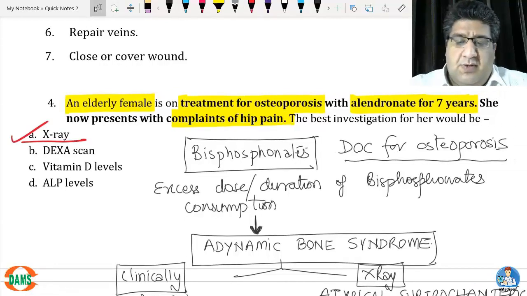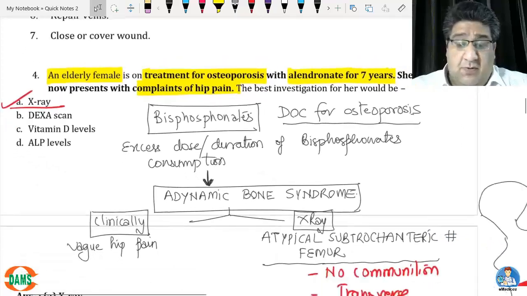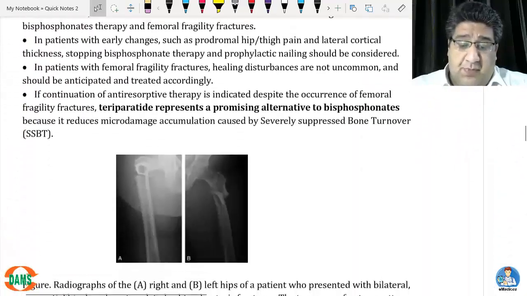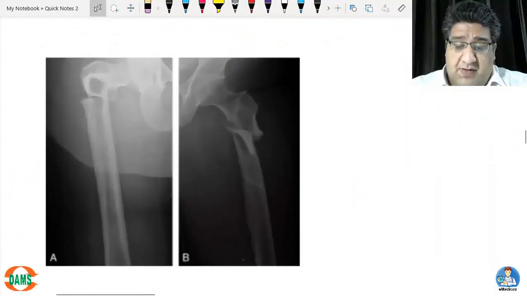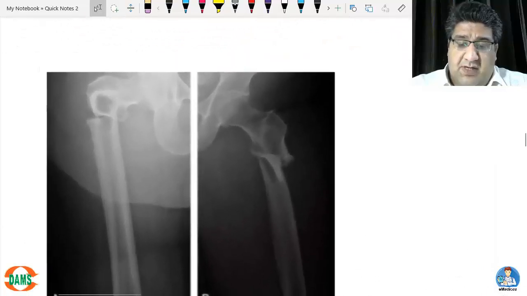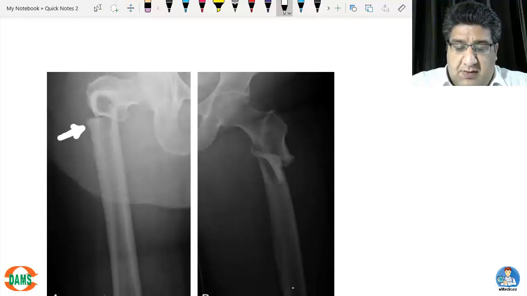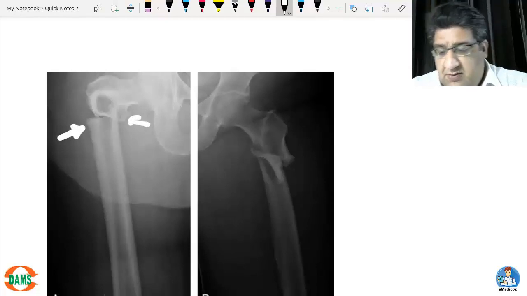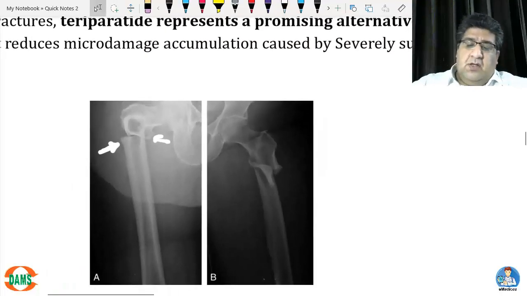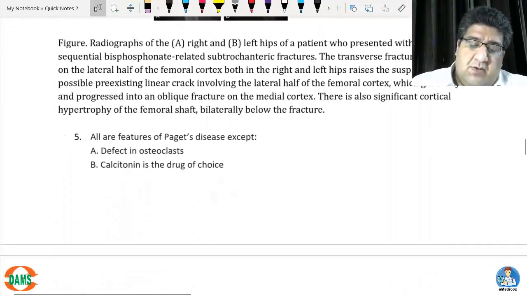Answer to question number 4, I guess, is clear to all of you. Now let's talk about the next question. You can see the fracture again. All right, you can very clearly see the lateral cortical thickening here. You can see the transverse fracture line. You can see all these things. Okay. Now, next question, let's talk about question number 5.